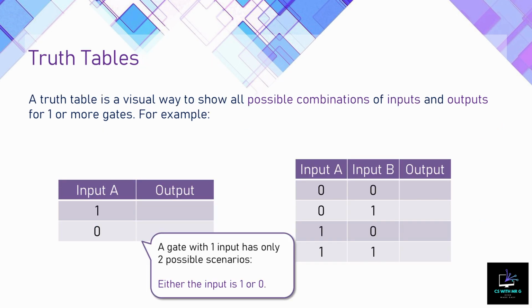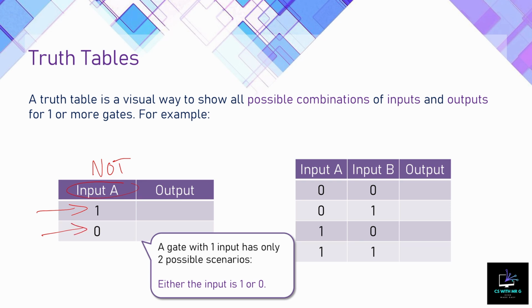As I've mentioned, a truth table is a visual way to show the possible combinations of inputs and outputs for each gate. So here is the NOT gate. The NOT gate is the only one that has 1 input, and as you can see, input A is the only input in this table. We know that binary is represented in either 2 states, 1 or a 0. So the NOT gate with only 1 input has 2 possible scenarios. Either the input is 1 or the input is 0. There are no other possible scenarios.